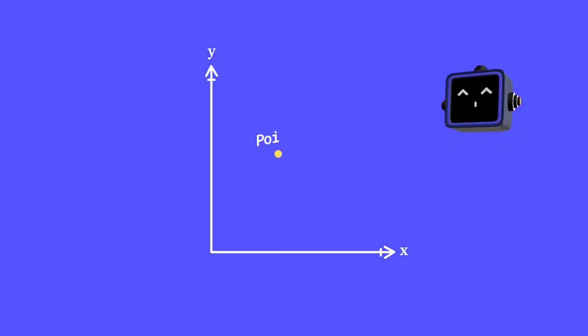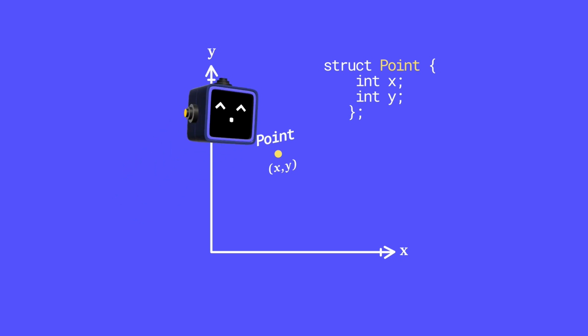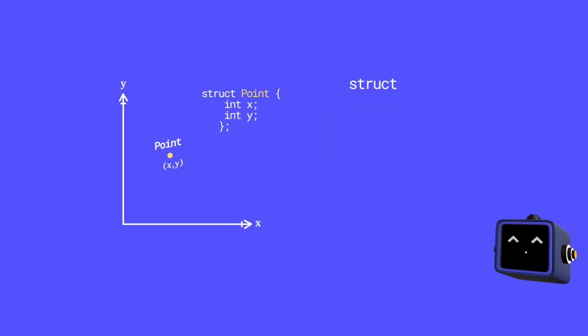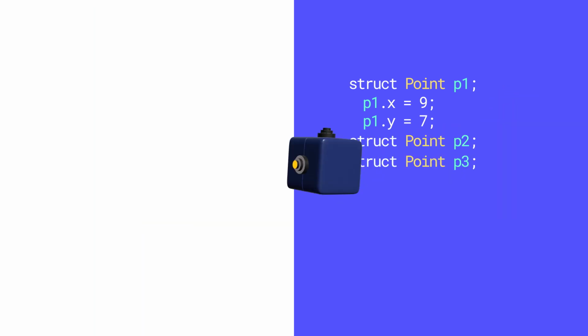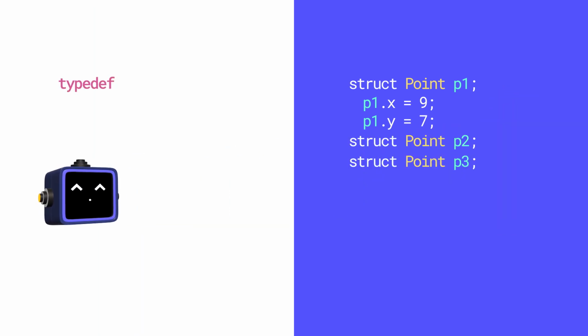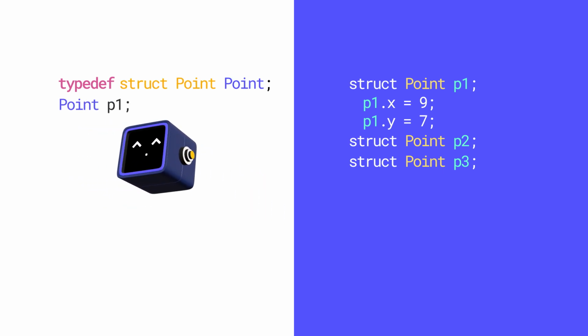Imagine you're working with a structure to represent a point in 2D space. Without typedef, every time you declare a variable of this type, you'd have to write struct point p1. It works, but repeatedly typing struct can be tedious. By using typedef, you can create an alias for struct point like this. Now you can declare variables like this.